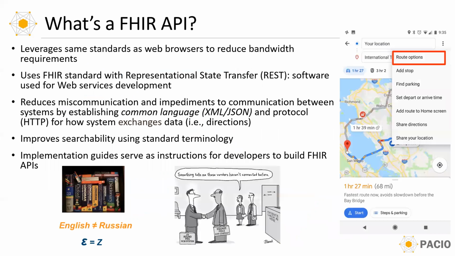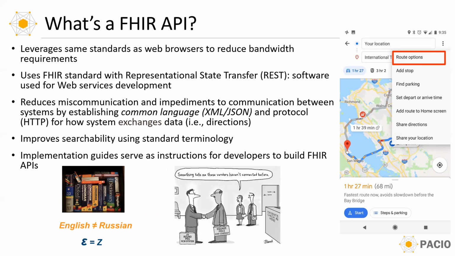So what is a FHIR API? FHIR APIs leverage the same standards as web browsers to reduce bandwidth requirements. They reduce miscommunication and impediments to communication between systems by establishing a common language and protocol, or directions, for how systems exchange data. Systems need to use the same dictionary, language, terminology, and alphabet to exchange information accurately. Computer systems need all these layers to align in order to communicate with each other.